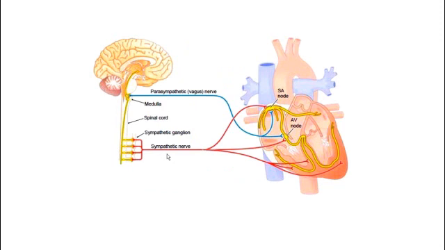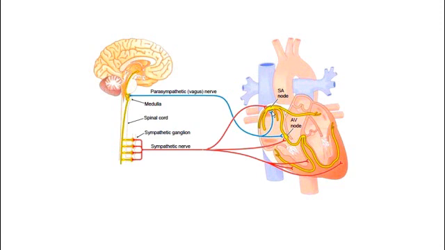So here's our vagus nerve, that's our cranial nerve 10, and that's the parasympathetic control of the heart. So once an action potential travels down the parasympathetic nerve, it's going to tell the SA node and the AV node to slow down and not contract so hard.